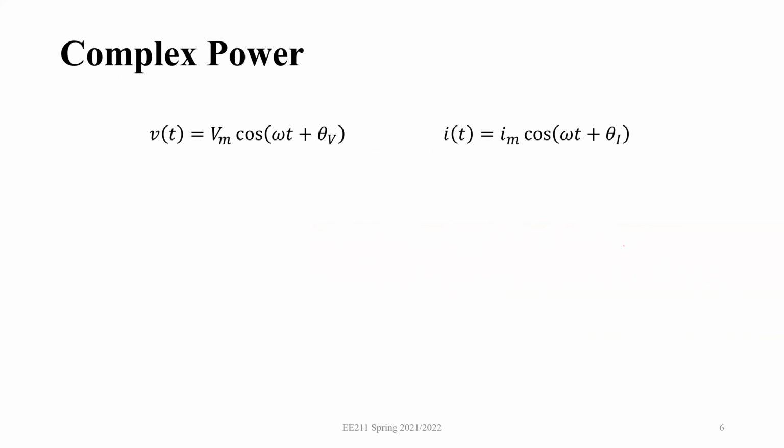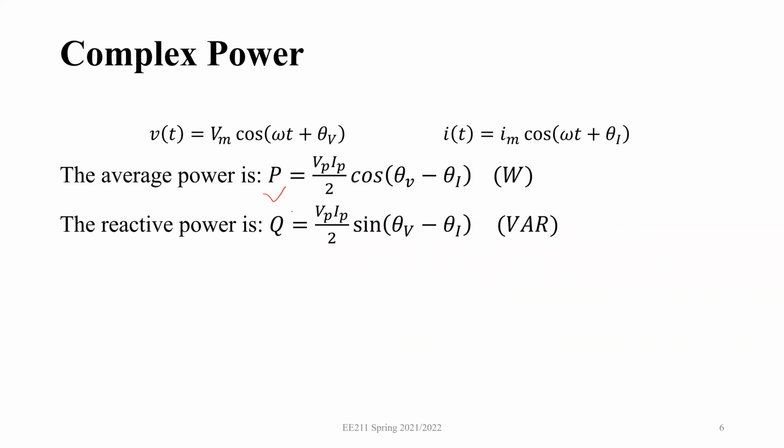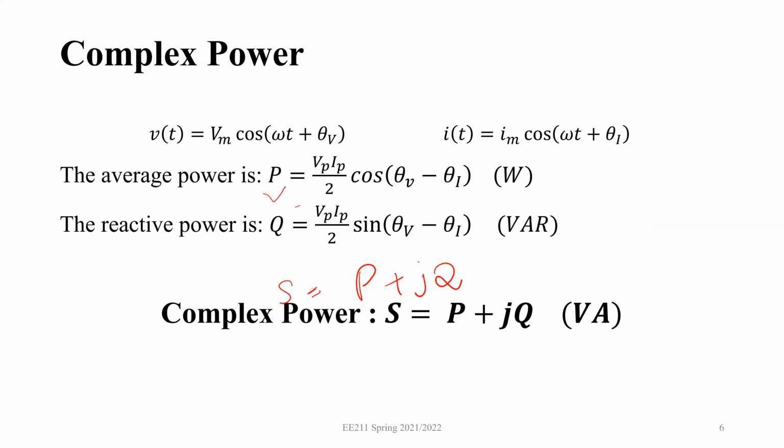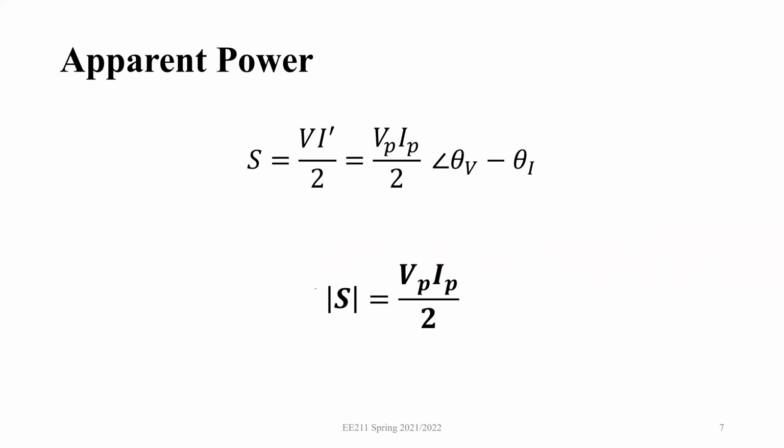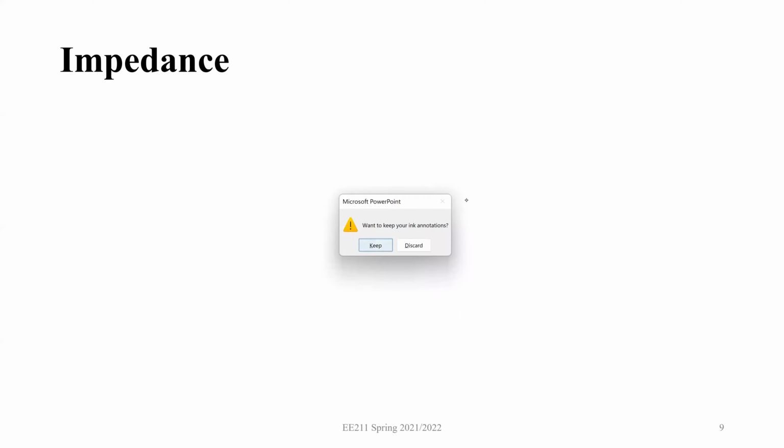Then complex power S equals P plus jQ. Then we have apparent power, which is only the magnitude of this. Yes, so let's start the experiment.